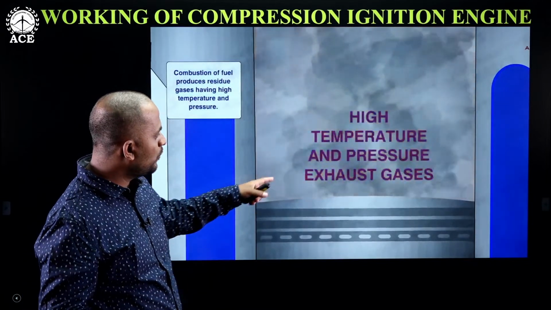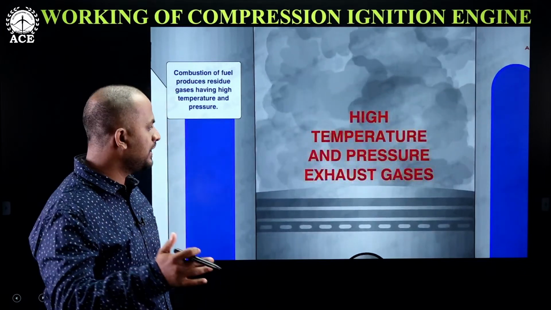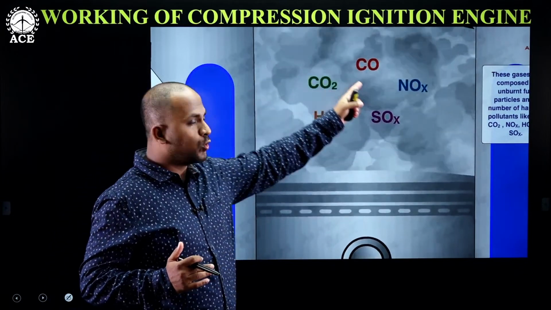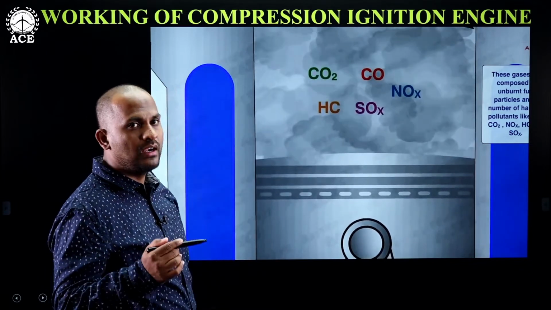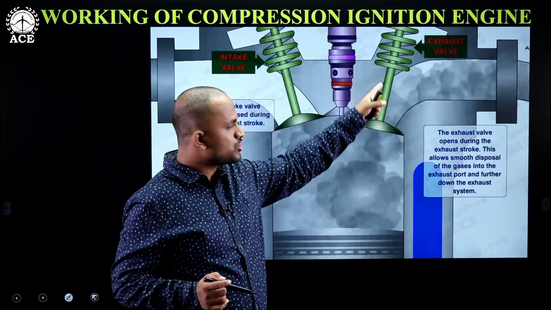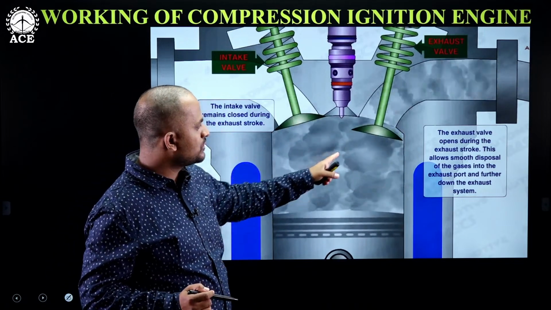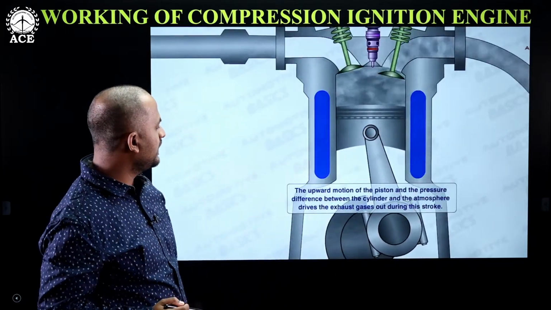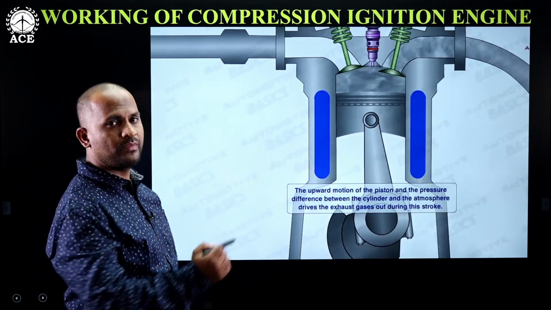In the exhaust stroke, what we have in the cylinder are gases at high pressure and high temperature. Now the piston moves from BDC to TDC, with many gas elements like carbon dioxide, carbon monoxide, sulfur oxides, nitrous oxides, and hydrocarbon particles. All these gases escape out; during this stroke the exhaust valve is opened and the intake valve is closed. All the exhaust gases leave the cylinder because the piston is moving from BDC to TDC.